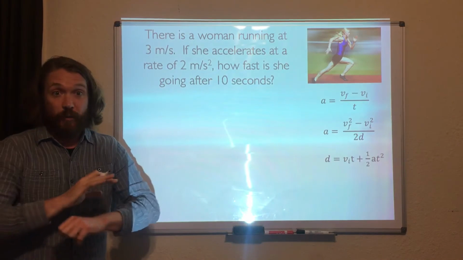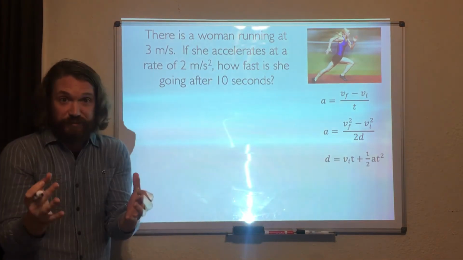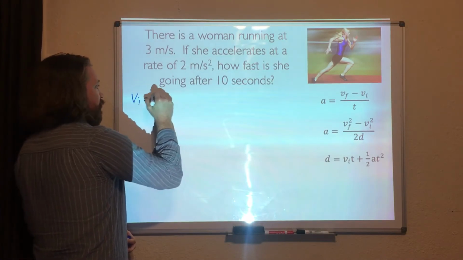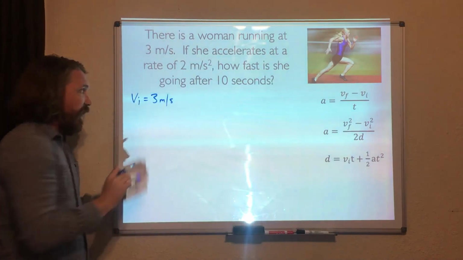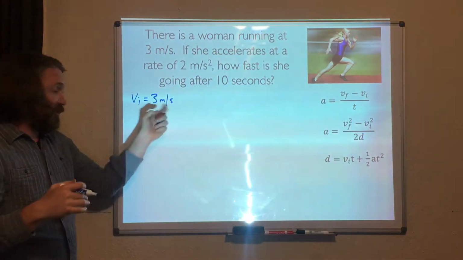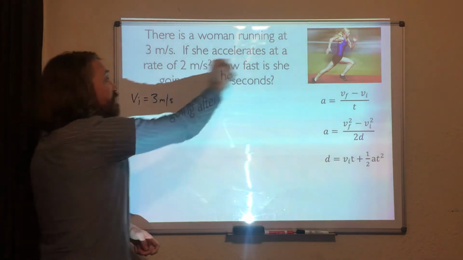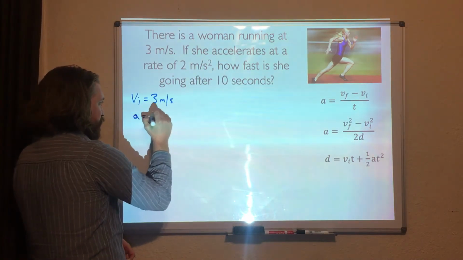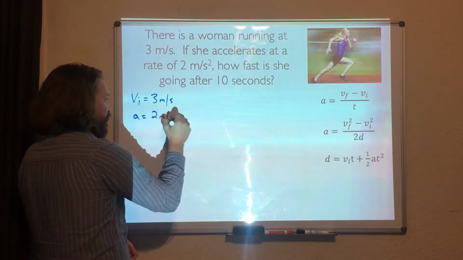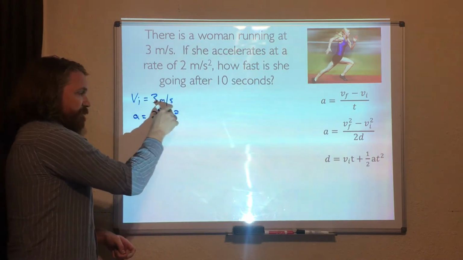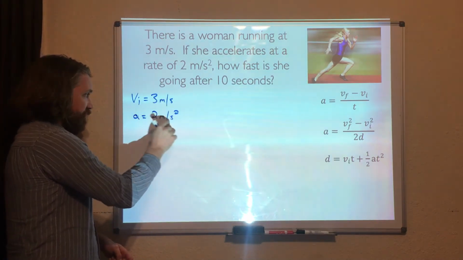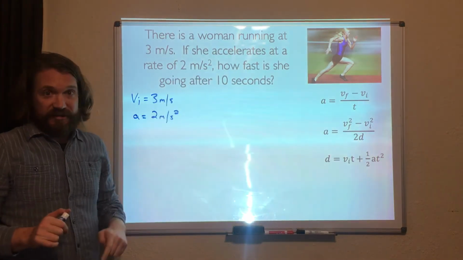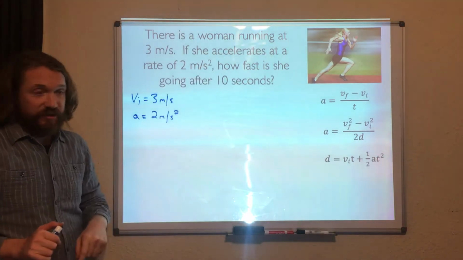So we know that when she starts, when we enter this movie, this woman is running. So we know that her initial velocity, her starting velocity, that's what the I stands for, is initial, is 3 meters per second. She accelerates at a rate of 2 meters per second squared. So I know my acceleration is 2 meters per second squared. Again, velocity, meters per second, acceleration, meters per second squared. Even if it didn't say acceleration, I would know that's the acceleration because of that meters per second squared.